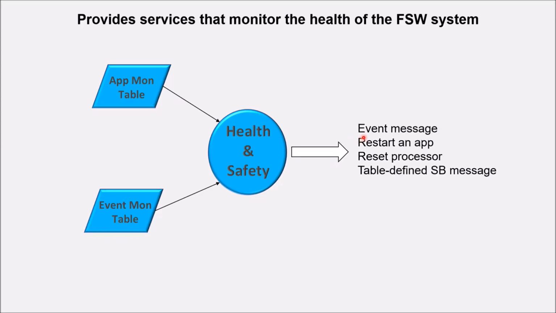They can send an event message, restart an app, reset the processor, or execute a software bus message that is defined in another HS table. The Health and Safety app has some additional features not shown that are described in the HS app video.